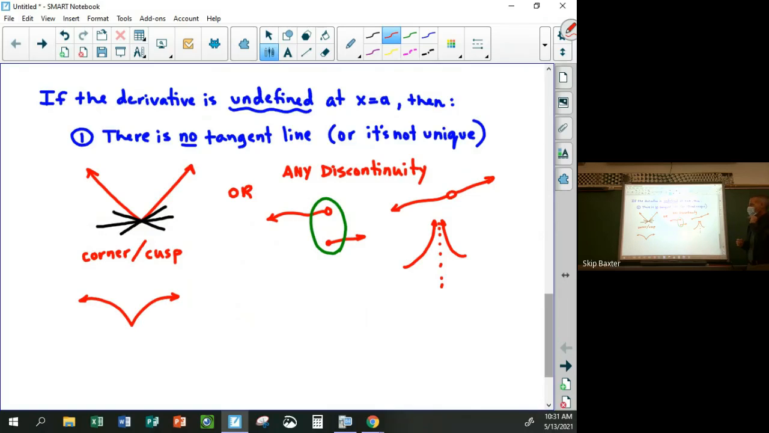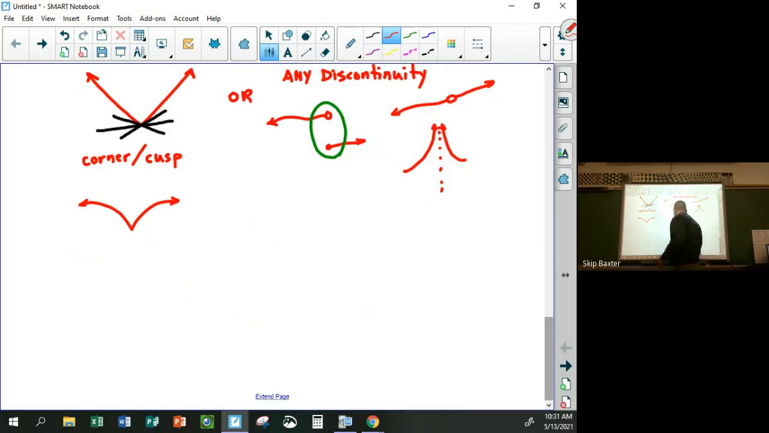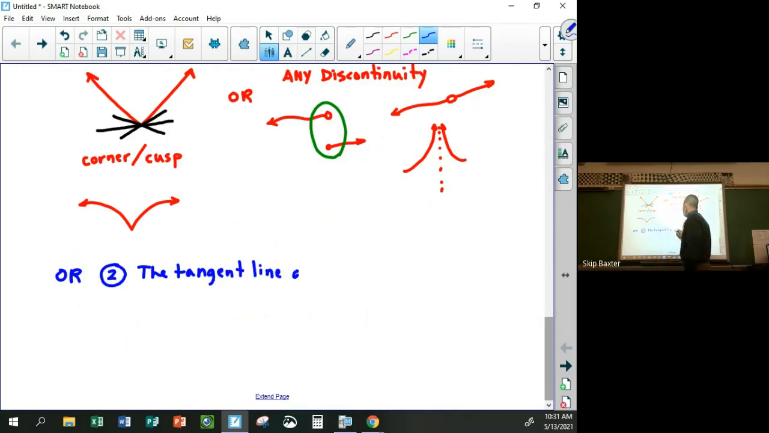Another possibility is the tangent line is actually a line that has undefined slope. What type of line is that? Vertical line. Maybe the tangent line is vertical. That's possible, right? So the second scenario is that the tangent line at x equals a is vertical.